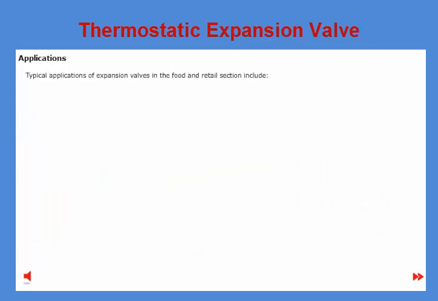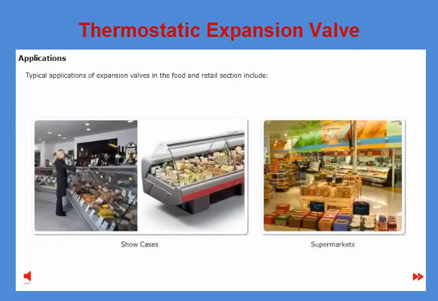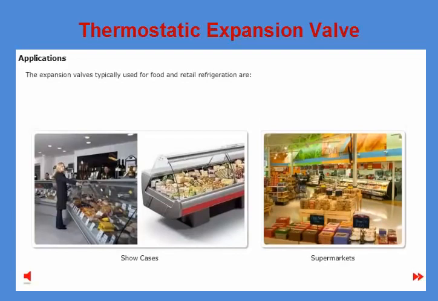Typical applications for expansion valves in the food and retail section include display cabinets for vegetables, fruit, and unpackaged meat and similar products, sales counters for various foods, and reach-in cold rooms for dairy products. The expansion valves typically used for food and retail refrigeration are T2, TE2, and TU.